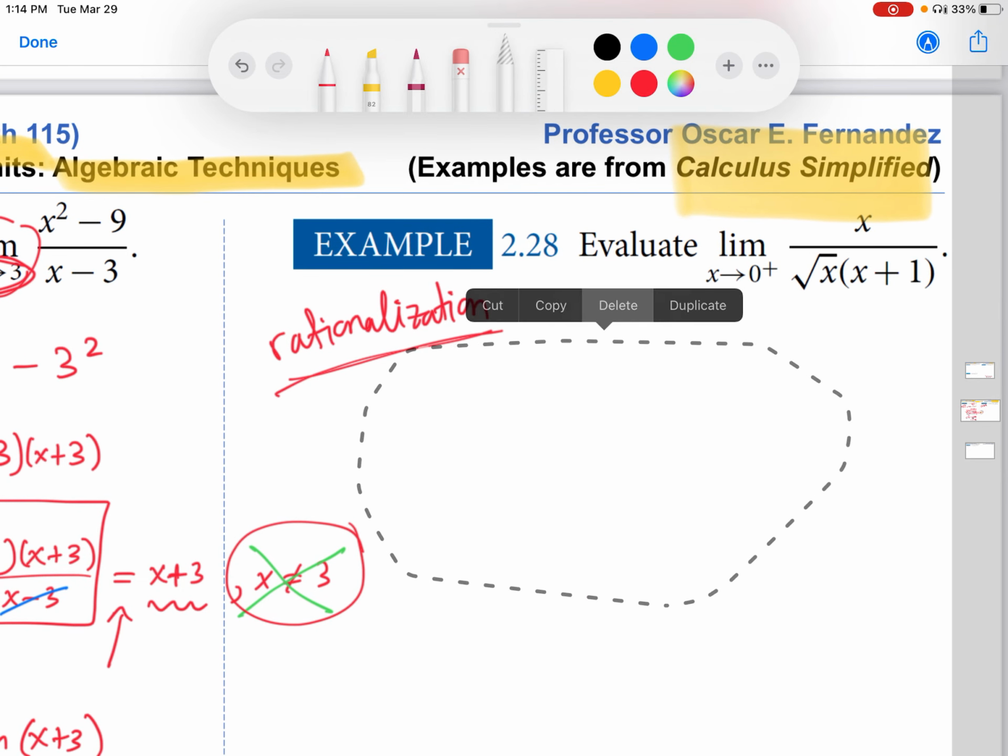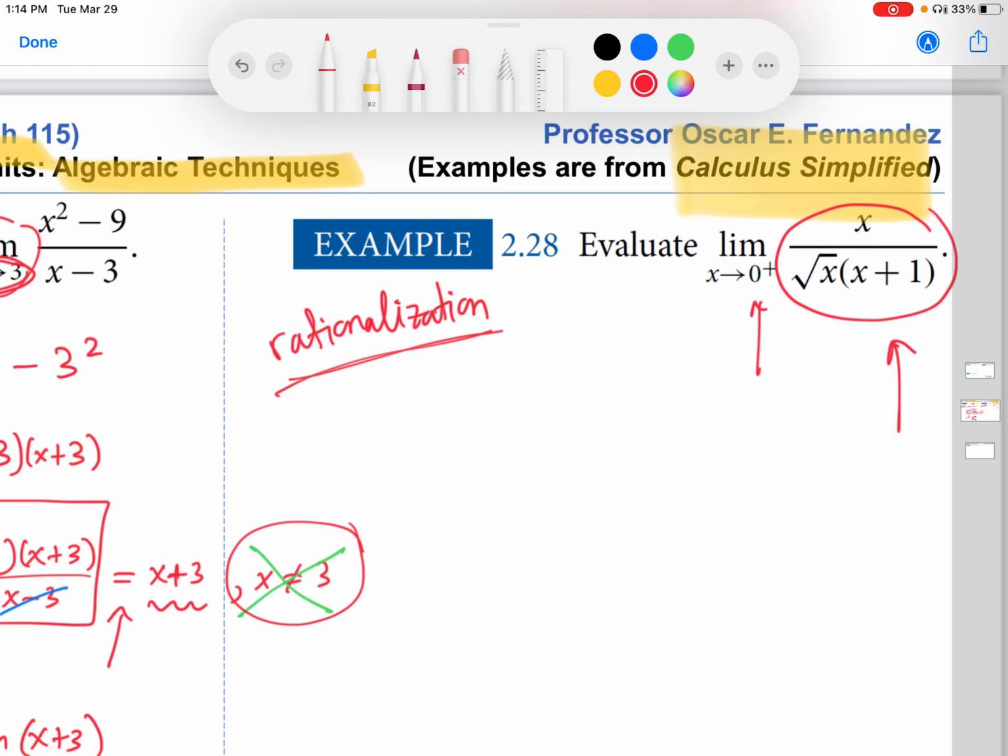So let's take a look at the function itself. The function is x over square root of x times x plus 1. As always, my suggestion is to just try to substitute in the point. Maybe this function right here is continuous, and therefore its limit equals the value of the function at the point. So let's try that. If I put in 0, square root of 0, 0 plus 1, the numerator is fine, the part in the parentheses is fine, but this part is not. So I have a 0 in the denominator.